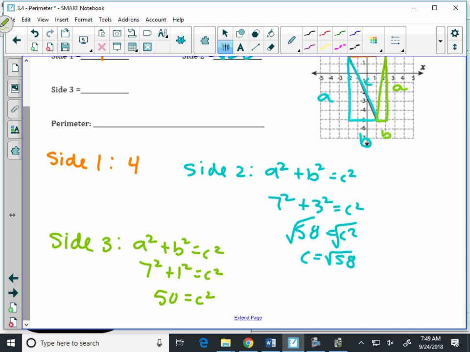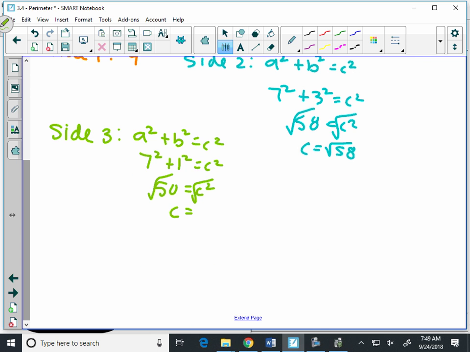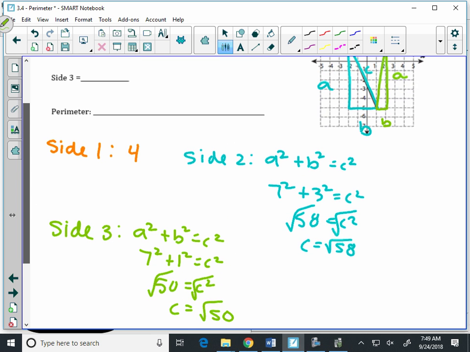And then what do we have to do? What is our very last step here, to get C by itself? What do we not want to forget to do? Square root. So C is radical 50. Then do not round at that line.